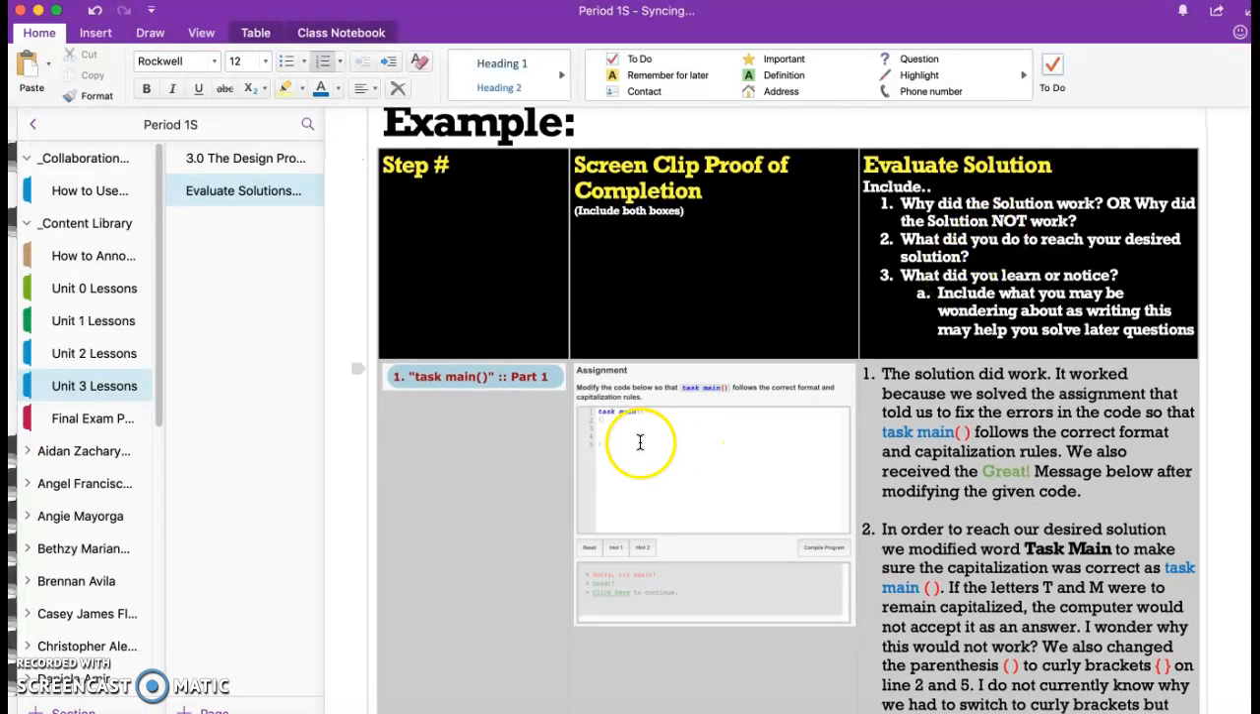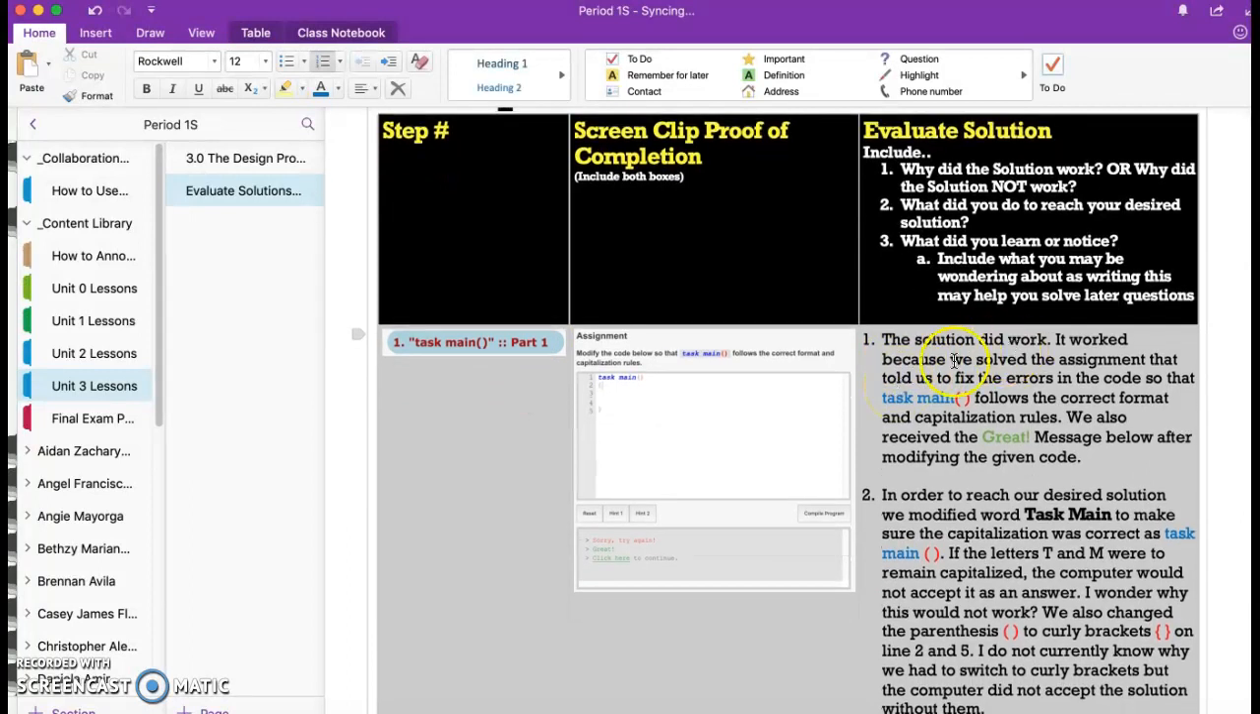So in this case, as an example, for step number 1, which was modifying task main in part 1, I said the solution did work. It worked because we solved an assignment that told us to fix the errors in the code. Over here it told us to modify the code so that task main follows the correct format and capitalization rules. We were able to do that, and we got the great message down below. We screen clipped this for proof.